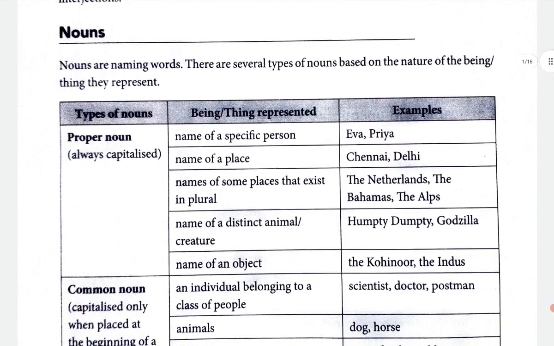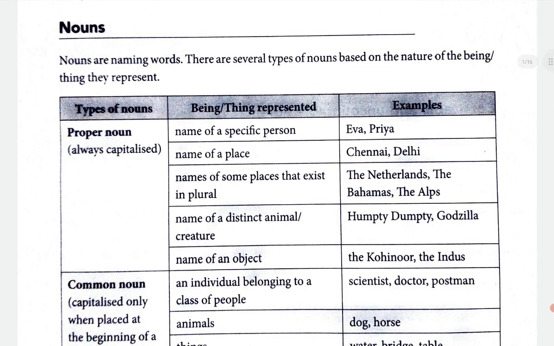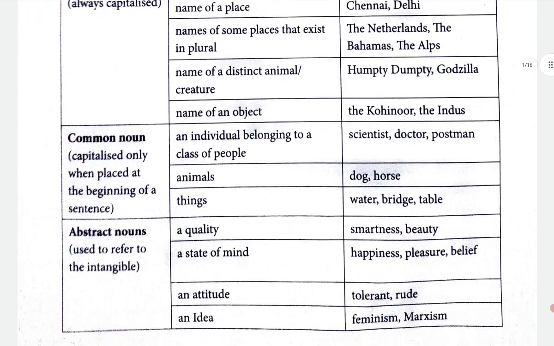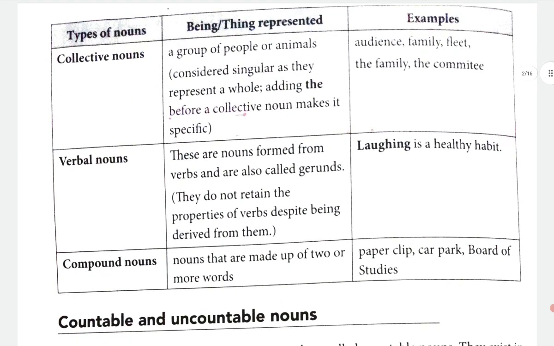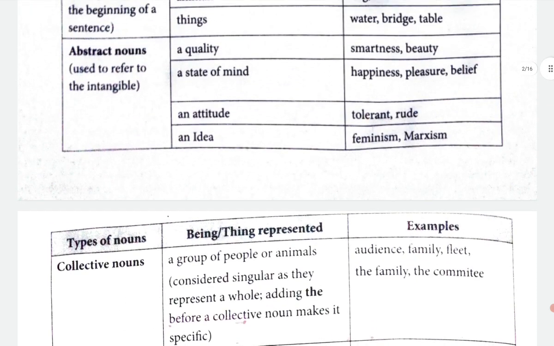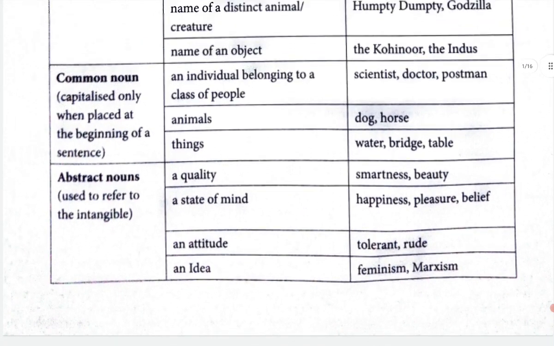Of course, you know, nouns are naming words. There are several types of nouns based on the nature of the thing they represent. You know that there are different types of nouns: proper noun, common noun, abstract noun and collective nouns. In advanced grammar we have two other types of nouns also, verbal nouns and compound nouns. Let us look into these in detail.